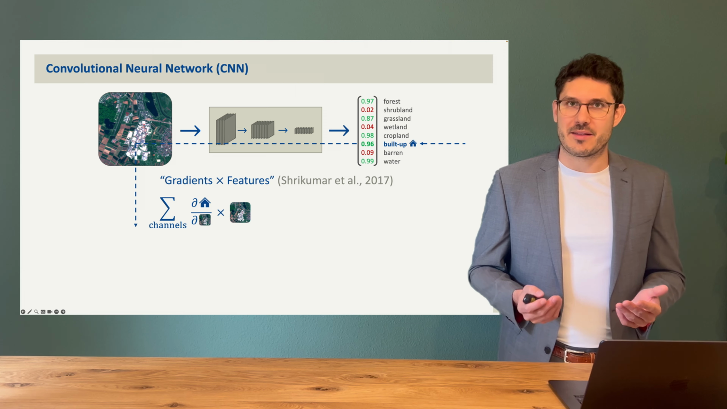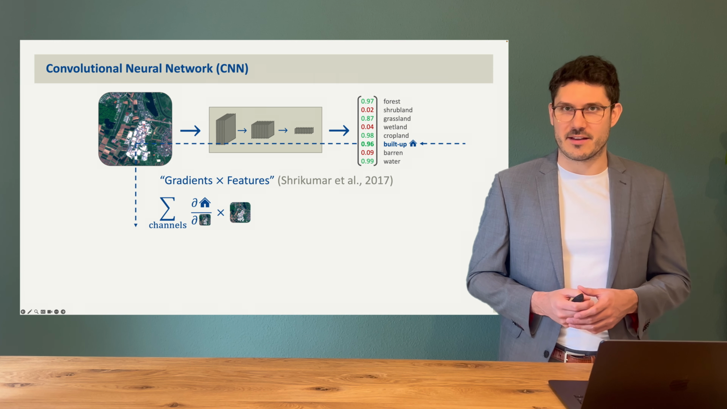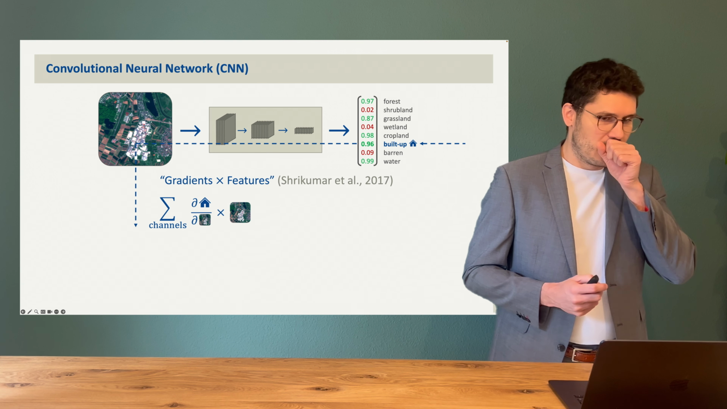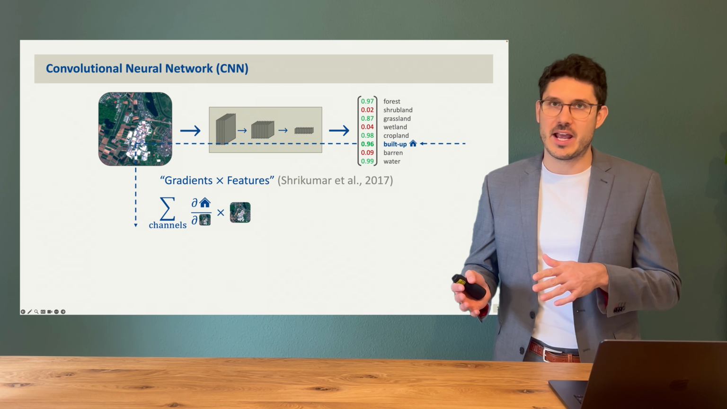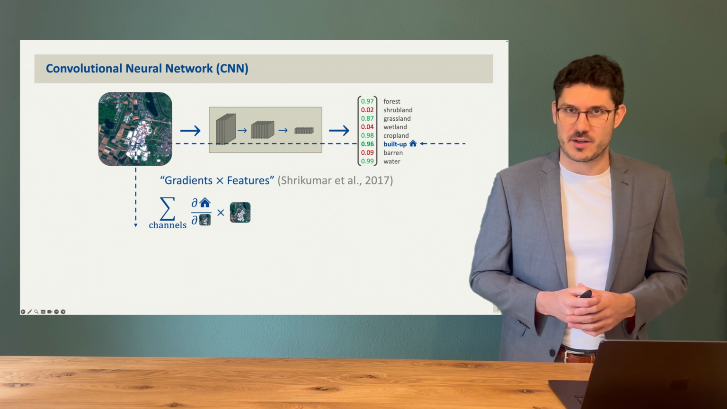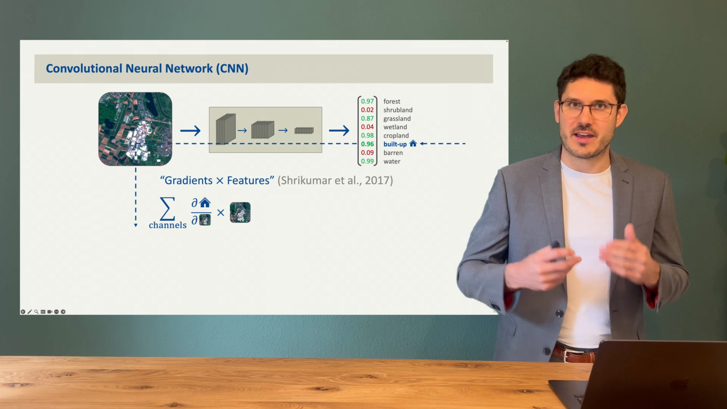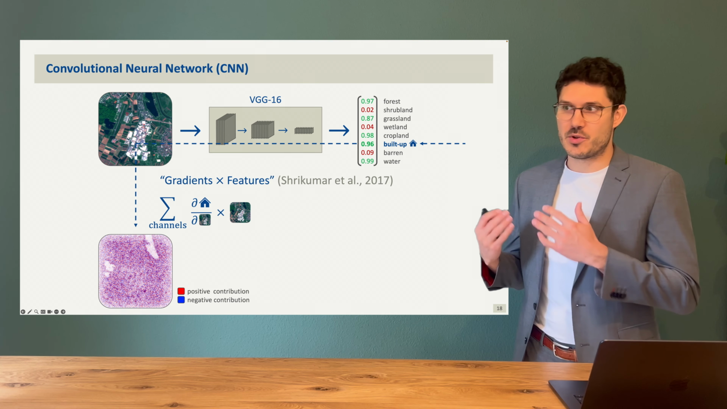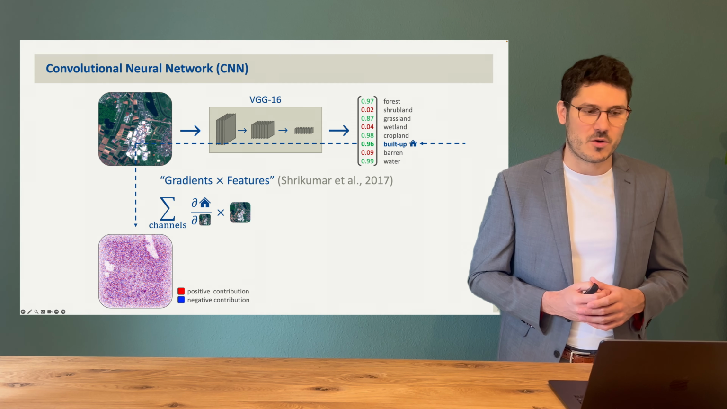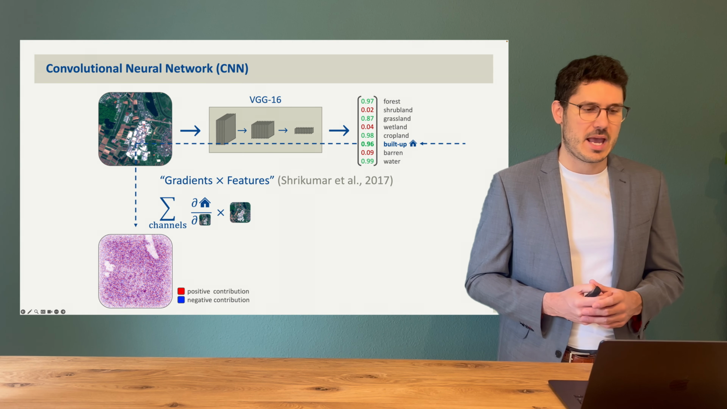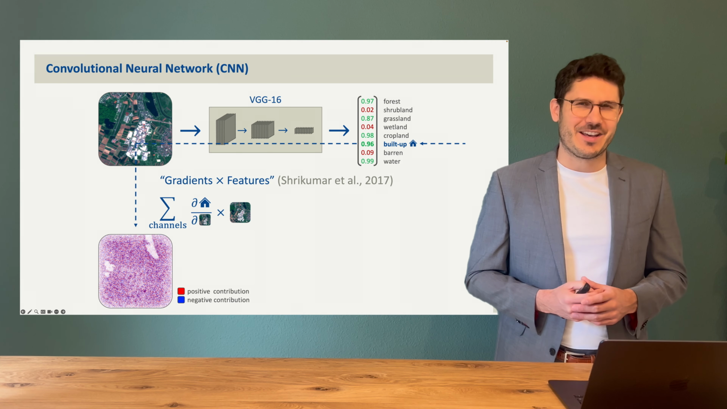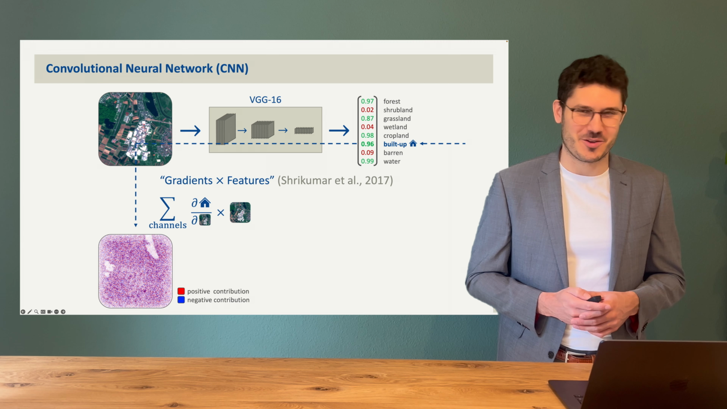There exist attribution methods, and one of these methods is gradients times features by Shrikumar et al. Here you compute the partial derivative of the output with respect to the features, and then you multiply that with the features and you sum that over the channels. And if we do that for the built-up class, you get an attribution map, as you can see here, with red indicating positive contributions and blue indicating negative contributions. And as you can see, this explanation is really noisy and it is hard to interpret for humans.